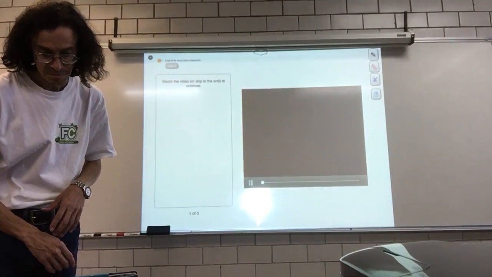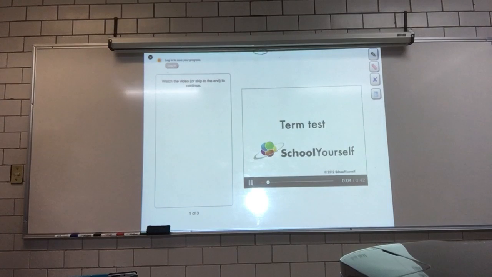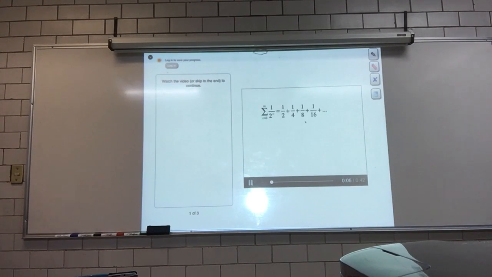Comencemos. Here we'll introduce the term test for the divergence of a series. Here's a typical geometric series. For an infinite geometric series where the ratio between terms is less than 1, the series converges to a over 1 minus r, where a is the first term and r is the ratio. So for this series, that's a half, or 0.5, over 1 minus 0.5. So that's 0.5 over 0.5, which is 1. Great, so this series converges to 1.